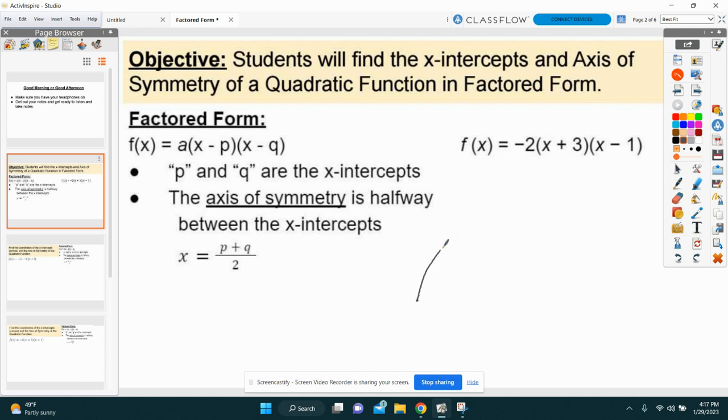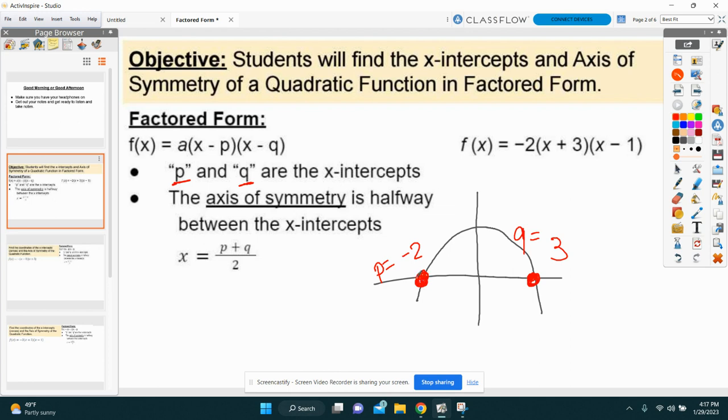So if I have a graph like this, it's not going to be pretty, but our x-intercepts are here and here. This would be our P and Q value. Let's say this is -2, that means P is -2, and let's say this was 3, then that means Q is 3, or vice versa. You can call this P or you can call this Q. So those are the x-intercepts, and the axis of symmetry is the halfway point in between them.